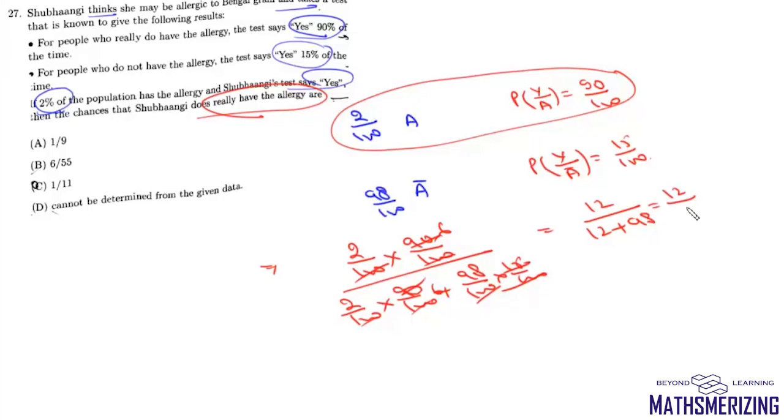So it should be 12, and then 12 plus 98 is 110. It'll be simply 6 by 55, and that's your option number B.